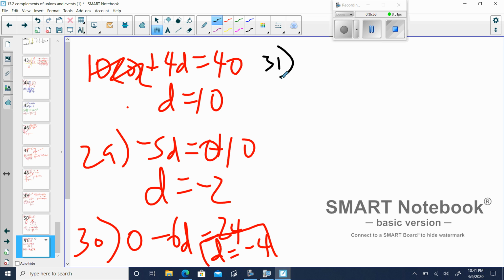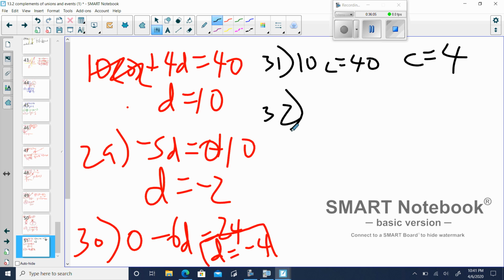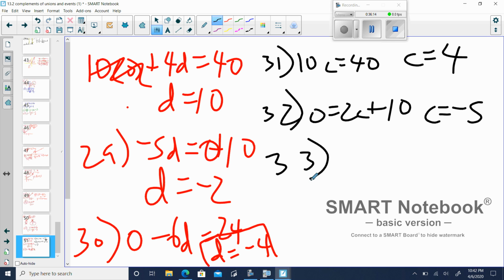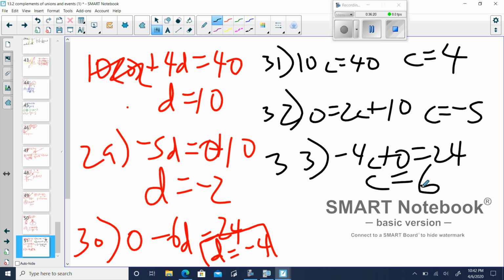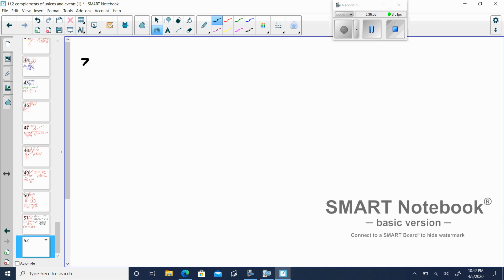Okay, 31, so equation for C when D equals 0. So 10C equals 40, C equals 4. 32: 0 equals 2C plus 10, C equals -5. 33: -4C plus 0 equals 24, C equals, so 24 divided by 4 is 6, but we need negative times negative, right? So C is going to be not just 6, it's going to be -6, right? What about 34 and 35? Let's take a look at those.